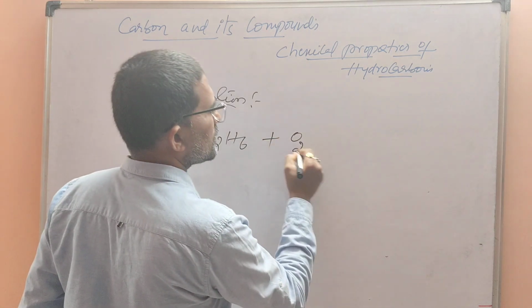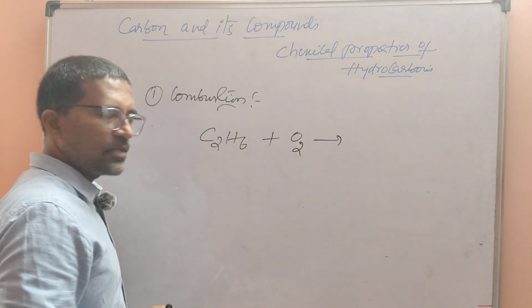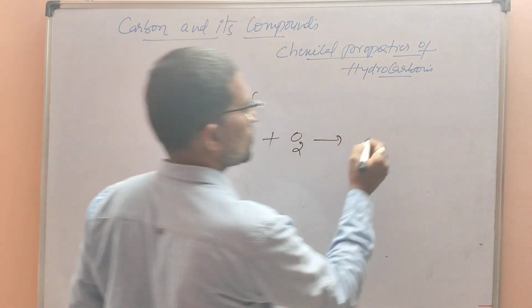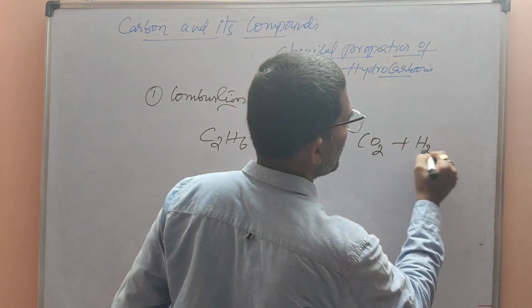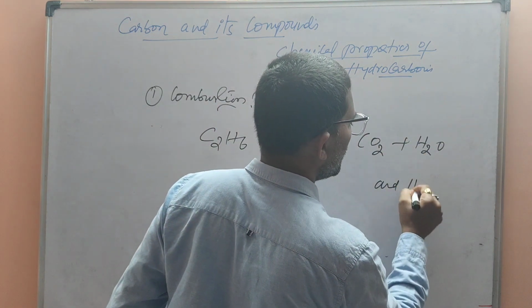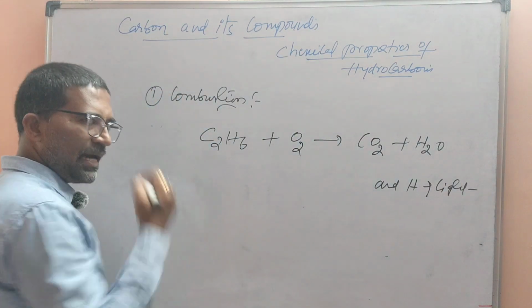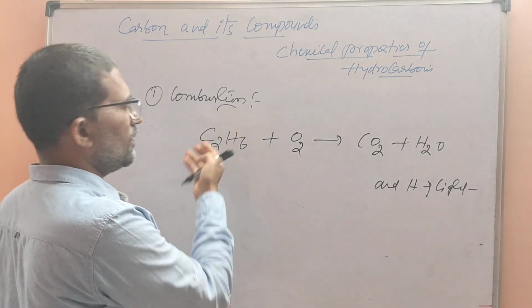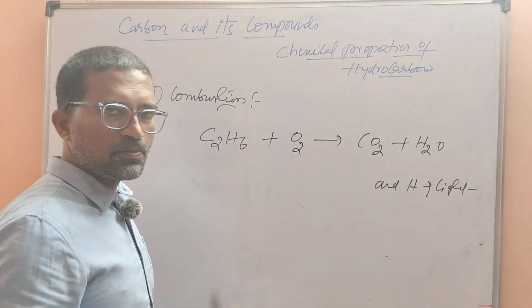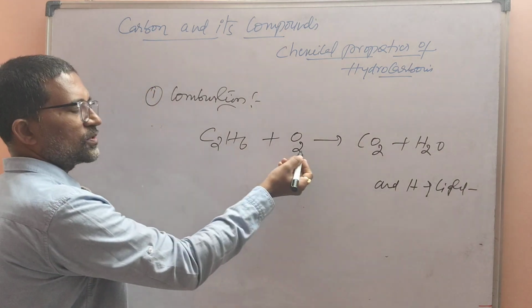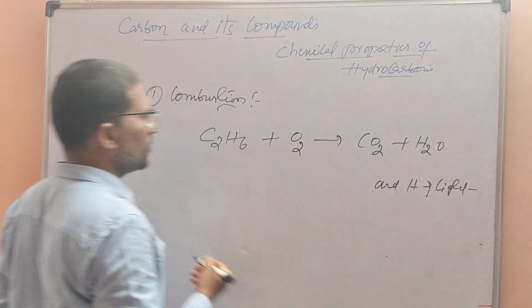So it reacts with oxygen, undergoes combustion in presence of oxygen, gives rise to carbon dioxide, water, and heat and light energy. Remember this. So we'll balance this. If you want structurally, I will even draw the structure of this and explain. C2H6 plus O2 gives rise to CO2 plus H2O. We need to think about balancing.